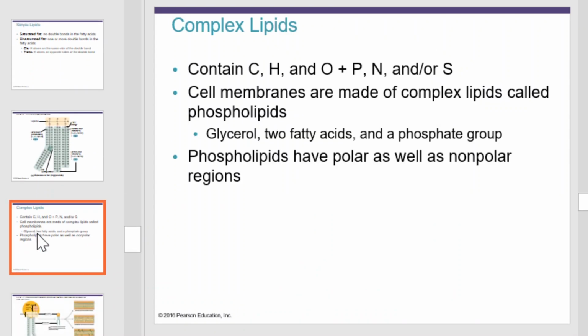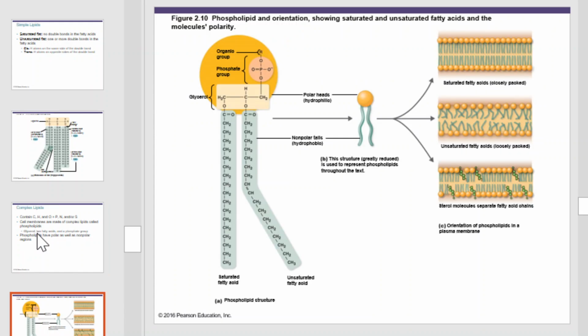Complex lipids. Complex lipids contain carbon, hydrogen, oxygen, phosphorus, nitrogen, and/or sulfur. Cell membranes are made of complex lipids called phospholipids. Glycerol, 2 fatty acids, and a phosphate group are needed to make a phospholipid. Phospholipids have polar as well as nonpolar regions, and this is how they appear. The polar region is attracted to water, whereas the nonpolar region is not.